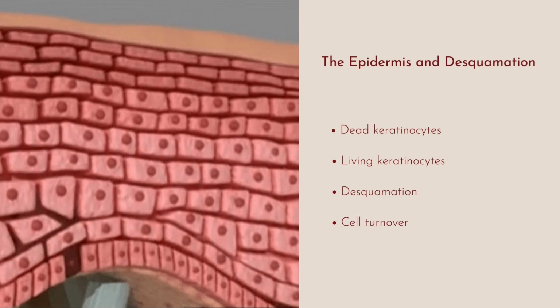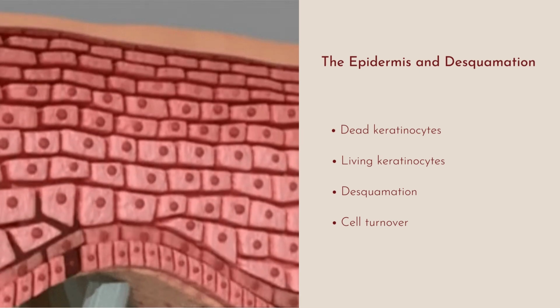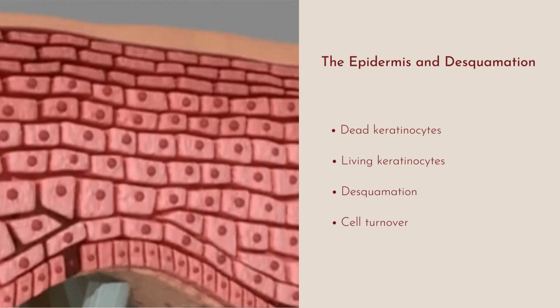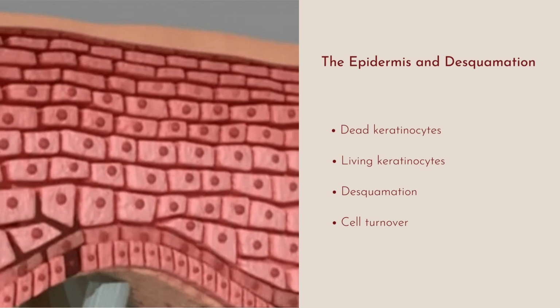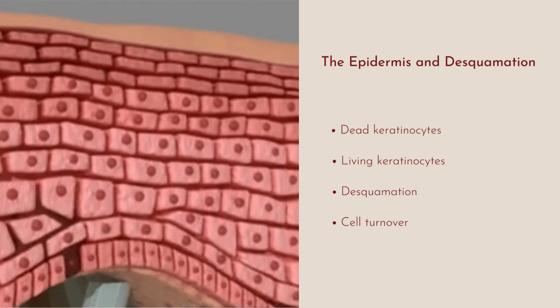Now going into the epidermis and desquamation. Now why are we looking into the epidermis mostly? Is because the dermaplaning is done on the top layer of the epidermis. So the epidermis is the top layer of your skin, and the reason why we're doing the dermaplaning on the epidermis is, as we've mentioned before, your top layer of the epidermis by itself is made out of dead skin cells, which are the dead keratinocytes.